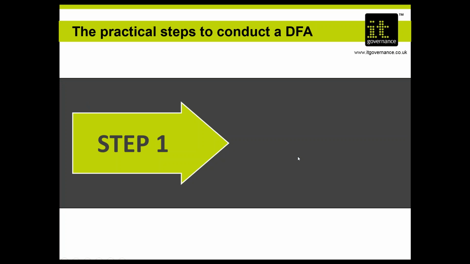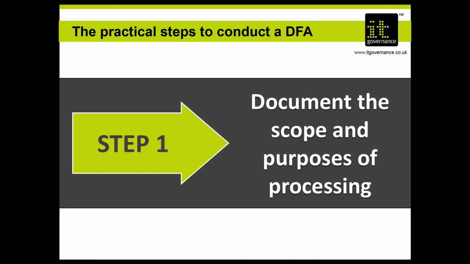Right, so thank you, Natasha. So just to sum up, the practical steps for conducting a data flow audit or a data flow map. The first step is to document the scope and purposes of processing. A data flow map is an essential component in a data protection impact assessment.